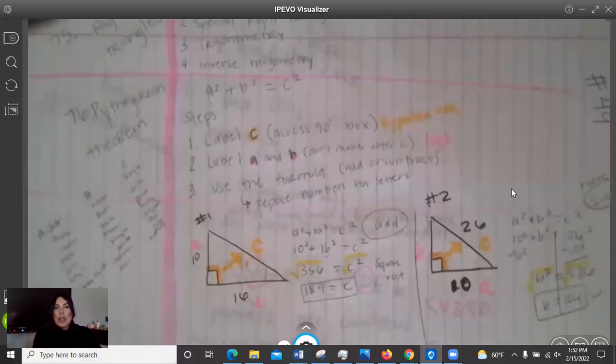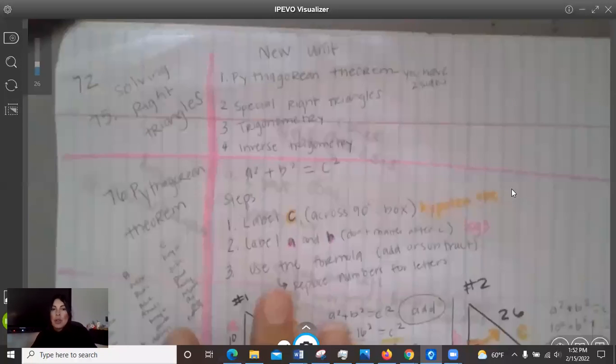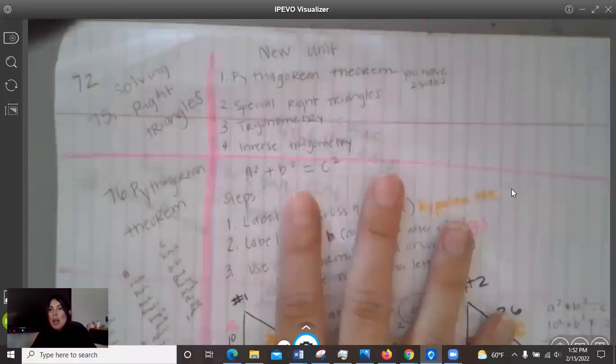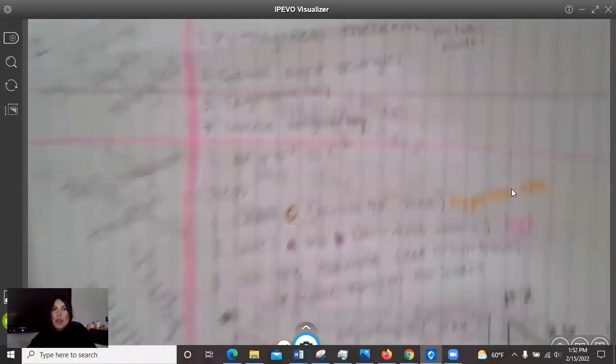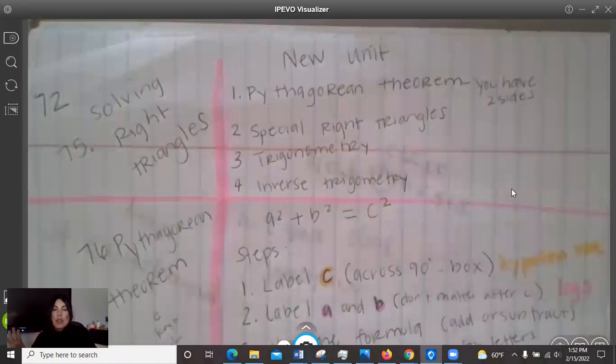All right, so we are on page 72, and this is a brand new unit, solving right triangles. Word 75 is solving right triangles. We're going to solve right triangles 4 different ways. Pythagorean theorem, that's what we're going to do right now. That's when you have two sides, so you have two side lengths.